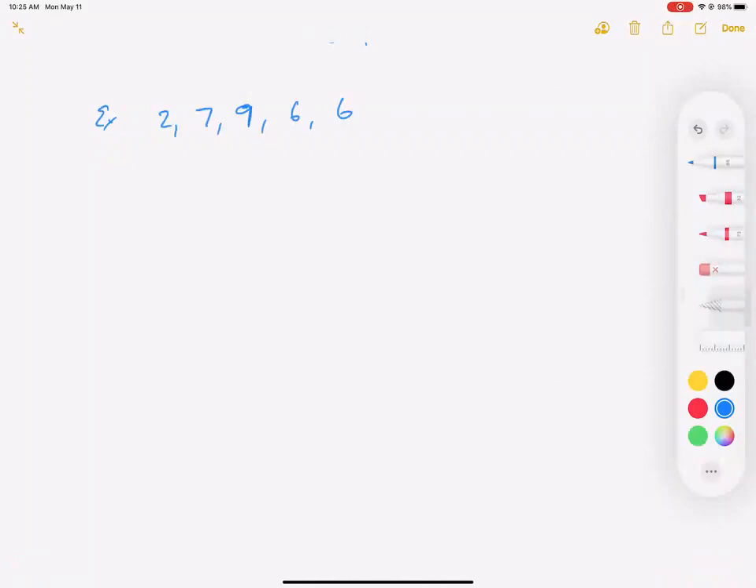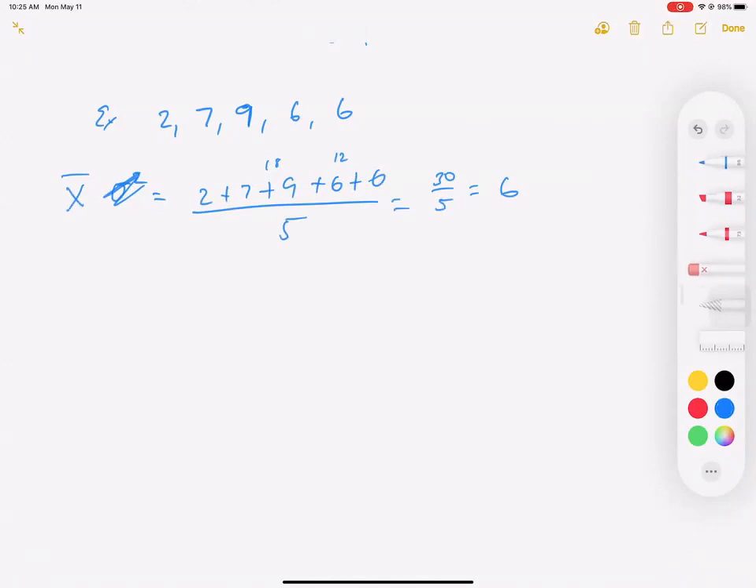So our first step is to find variance. Our first goal is to find the average, the mean, so we can compare all our numbers to it. So we add up 2 plus 7 plus 9 plus 6 plus 6, and divide by the number of values, 5. 9 plus 9 is 18, 18 plus 12 is 30, and 30 over 5 is 6. So now our average value is 6. Then our next goal is to subtract our mean value from all the other terms.